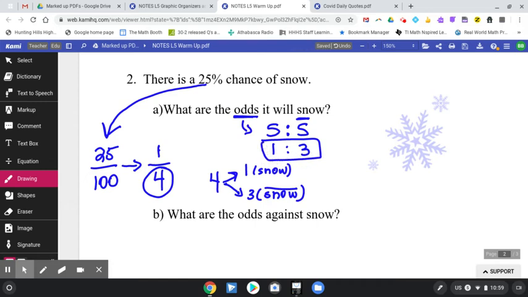And then in part B, odds against snow means we switch the order. Now we want the not snow first and the snow second. So that would be 3 to 1. So a little odds review there for you.